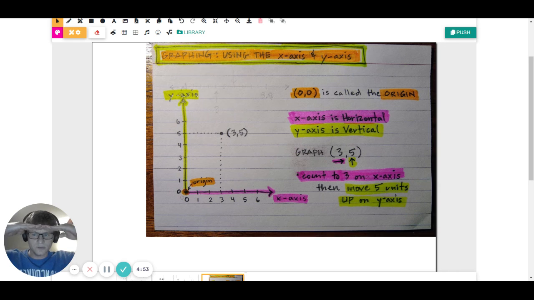Remember, horizontal, vertical, right? First horizontal, then vertical. That's how you count these things.